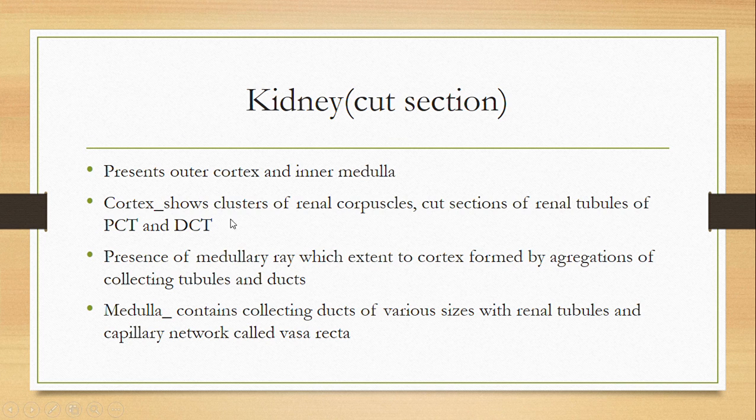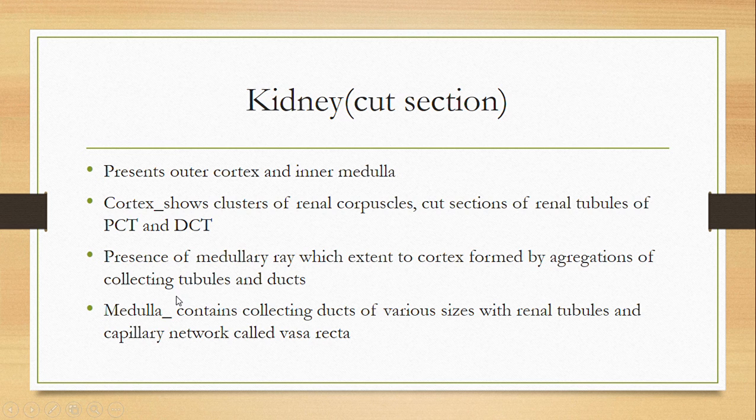The kidney can be divided into outer cortex and the inner medulla. The cortex shows clusters of renal corpuscles, the Bowman's capsules, and cut sections of renal tubules like PCT and DCT. Presence of medullary rays which extend into the cortex, formed by the aggregation of collecting tubules and ducts.